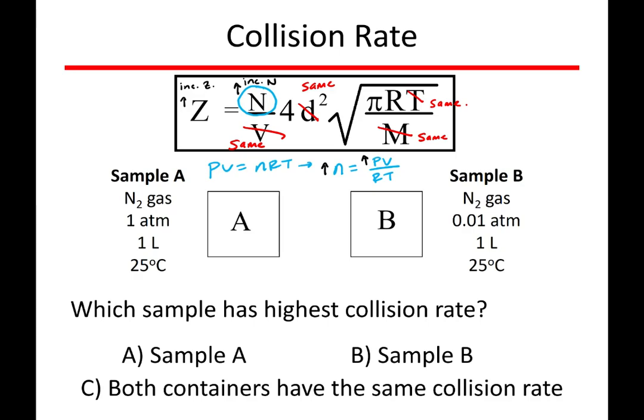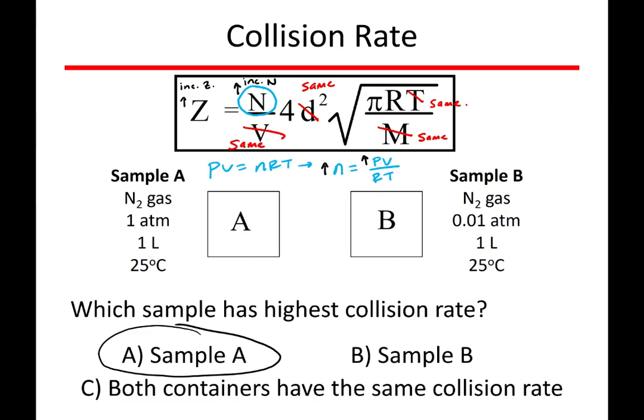And so you're going to have a higher collision rate in sample A, because in sample A you have a higher pressure, meaning that there are going to be more gas particles per unit volume, and as a result, there will be more collisions between the gas particles here.